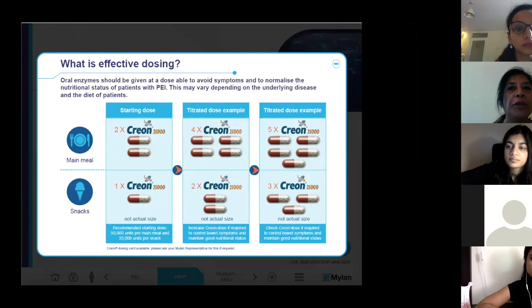And when in the duodenum, the enteric coating of the mini microspheres dissolves and the enzymes are released to break down the protein, fats, and carbohydrates from the meal into nutrients, which are absorbed. Now, it's important, again, to remember that Creon should be taken with food.